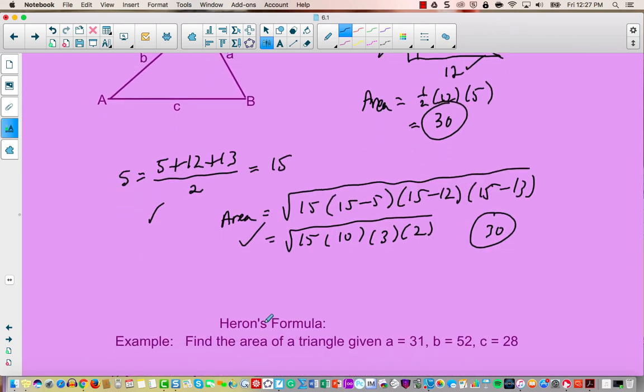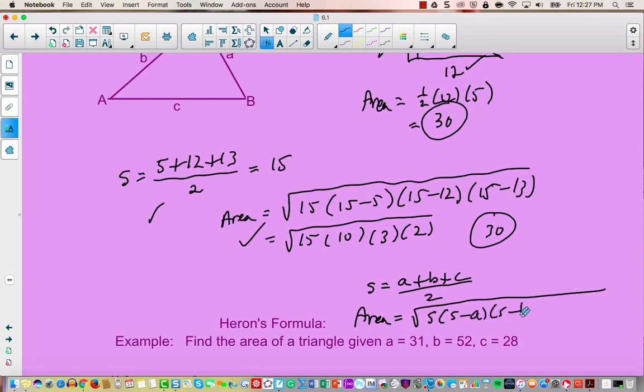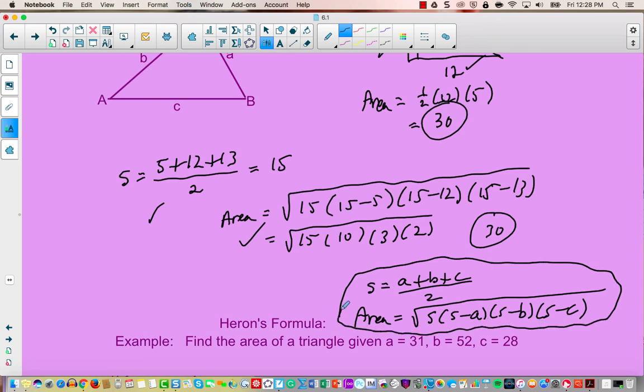It's called Heron's formula, named after the Greek mathematician who discovered it. And it says the following: if the sides of the triangle are A, B, and C, then S is A plus B plus C, all divided by 2, and the area is the square root of S times S minus A times S minus B times S minus C. So it involves some computation to apply this, but it works.